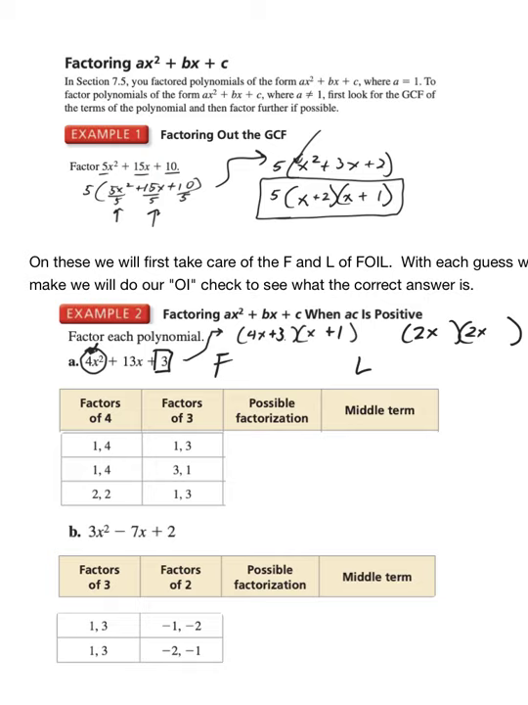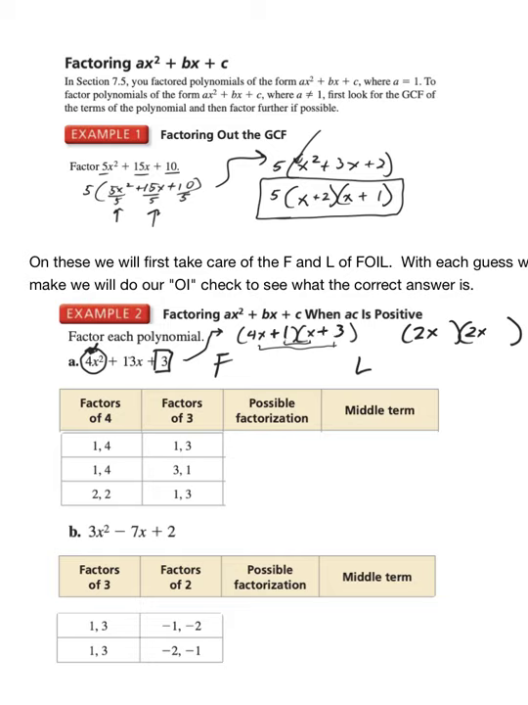Now I do the OI check. The OI check means the outsides and the insides. Multiply them out and add them, and you're going to get 7x. Check the middle term here. Is that 7x? No, it is not. So that means these numbers aren't going to work in the way that they are. One of the things that we'll always do first is switch the numbers in questions like this. So I'm going to switch the 3 to become a 1 and the 1 to become a 3.